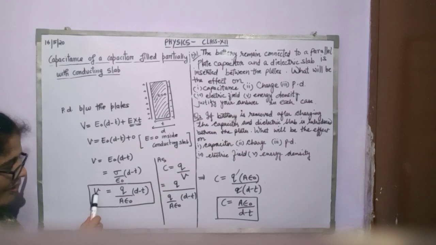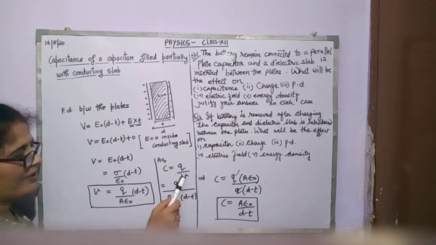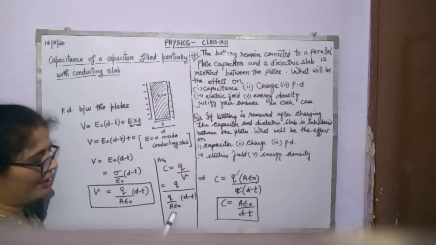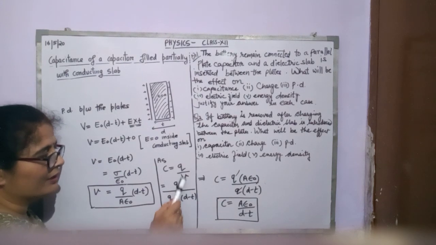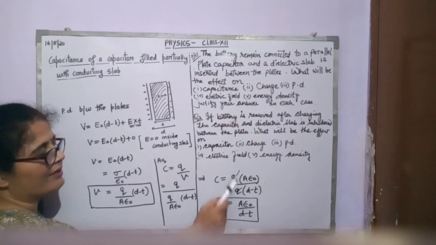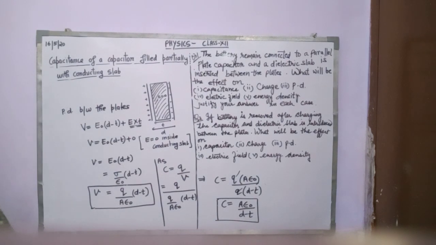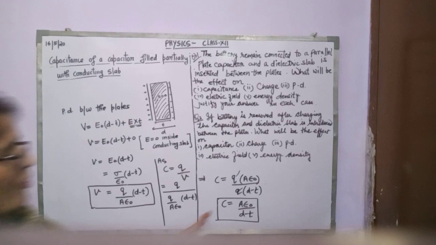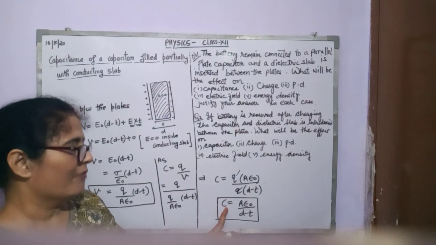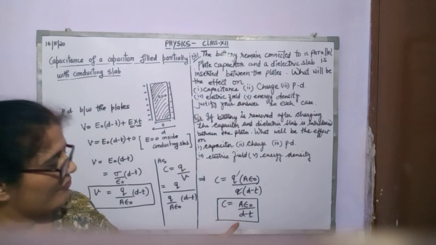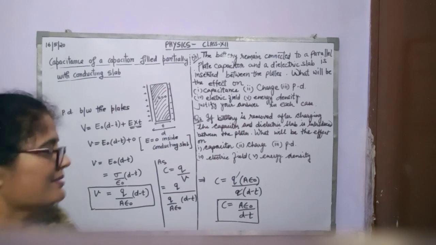Substitute the value of V from this in this expression. You will get A epsilon naught in the numerator and Q cancels out. We get C is equal to A epsilon naught upon (d minus t). This is the equation for the capacitance of the capacitor when it is filled partially with the conducting slab.